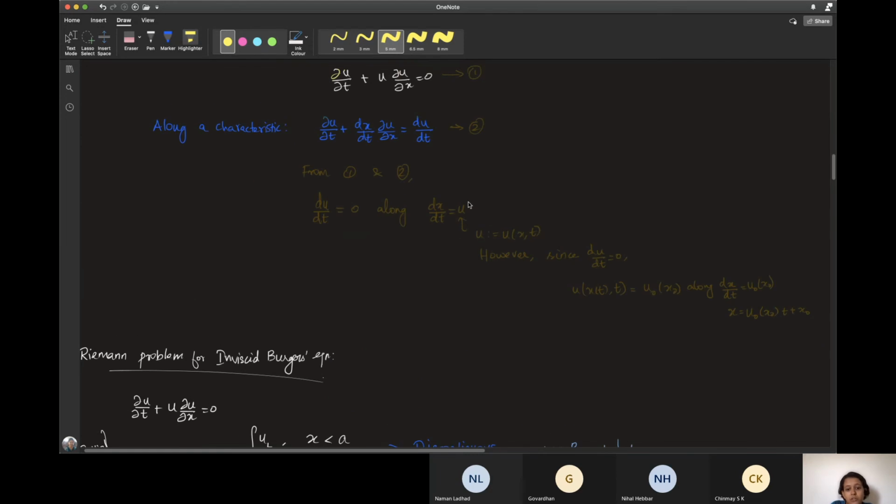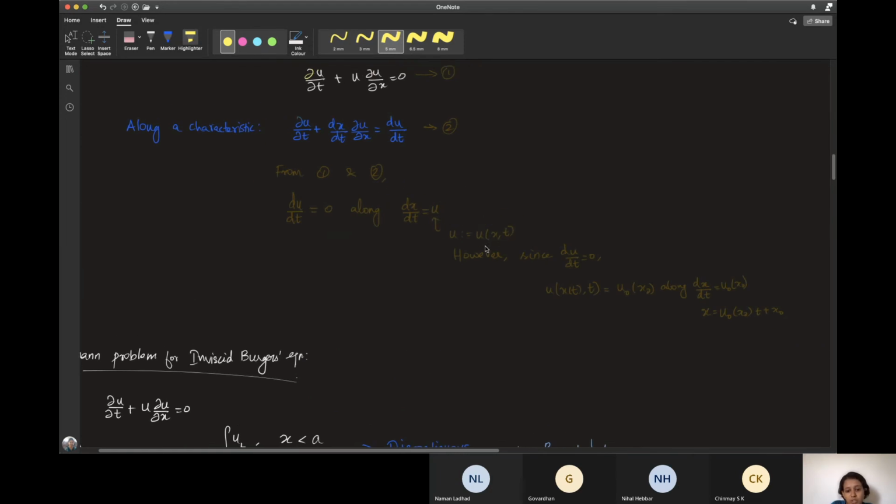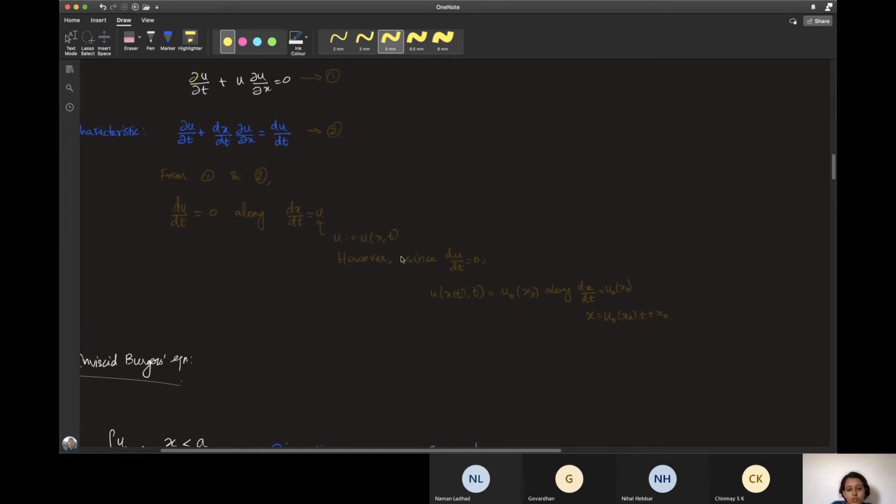But your u is a dependent variable, right? u is a function of both x and t. However, along the characteristic du/dt equals 0. Since u is a function of both x and t, we cannot fully solve this equation. But since du/dt equals 0, we know that along the characteristic u is going to remain constant. So this u, being u of x of t comma t, becomes u naught of x naught.